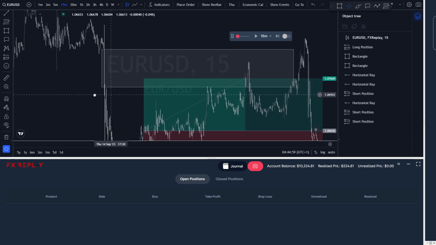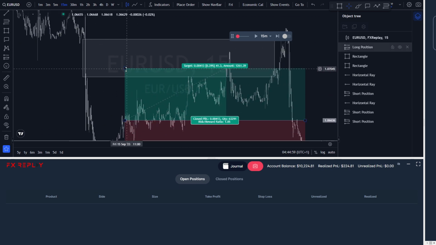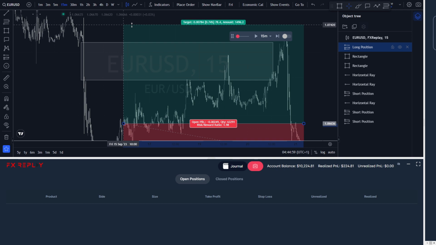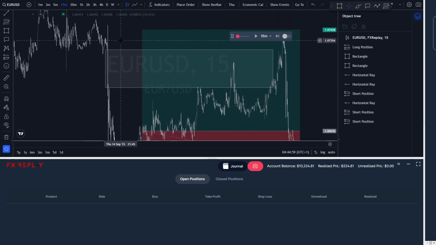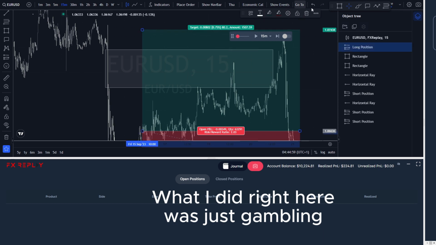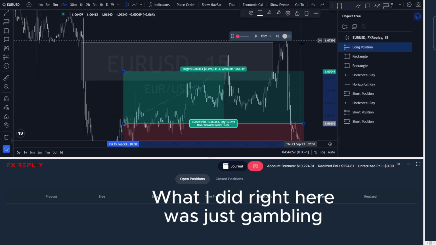Okay, so I did two things. First one was take profit right about here, in the fair value gap. It got hit. Second take profit I placed up here, which was completely stupid because there's always a chance that the market ignores the fair value gap, but you can't know that. So I just kind of guessed, but that was so stupid. I don't know why I did that, to be honest.